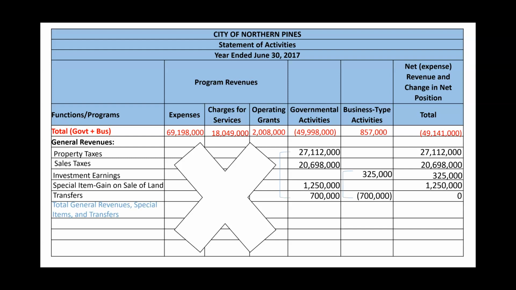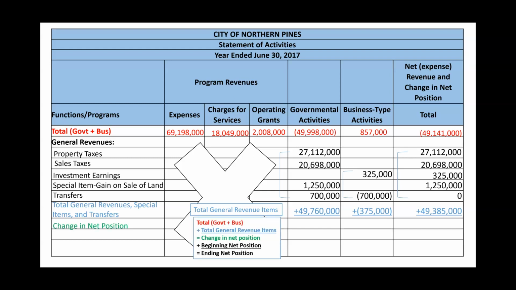So we're going to look at our totals here. Total general revenue items, we had $49,385,000 for our net revenue and change in net position here. Very good for us. So change in net position, just a quick note, we're going to take all of those red numbers, the total government plus business items, and then we're going to add the blue numbers, the total general revenue items. That's going to equal our change in net position. Then we add the beginning net position to that, and that is going to be our ending net position.